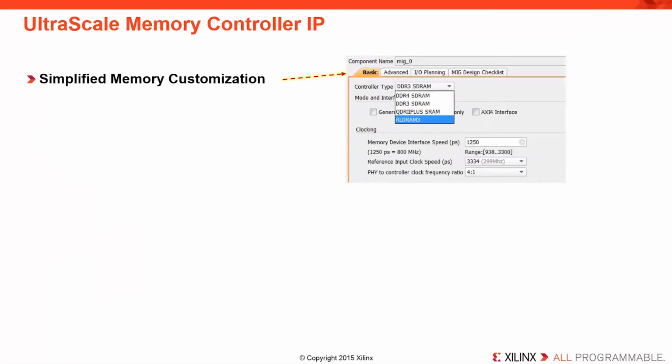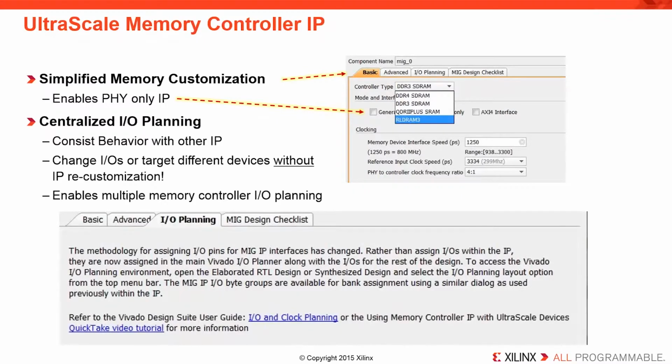So as a recap, the 2015.1 UltraScale memory controller IP does have the simplified memory customization that includes a drop-down to select the type of memory you'd like to implement. There's a button underneath this pull-down to enable PHY implementation only. And most importantly to this presentation, we've centralized the I/O planning task for memory IP with the I/Os for the rest of the design. It's now consistent behavior with all the other IP in the catalog.